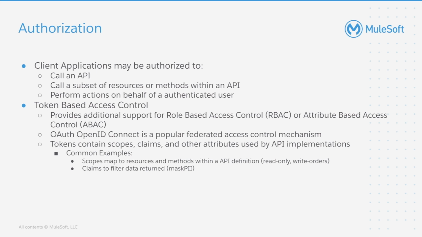OpenID Connect and OAuth are industry standard formats and protocols for implementing token-based access control. Some of the common examples would be mapping resources and methods within an API definition to those a user permits an application to perform, or filtering and masking data depending on that user's level of access. So let's walk through how all of this might be set up in the platform.